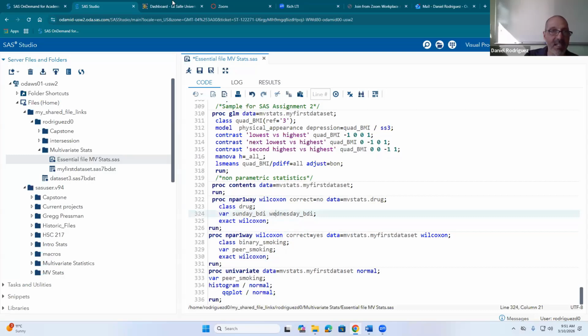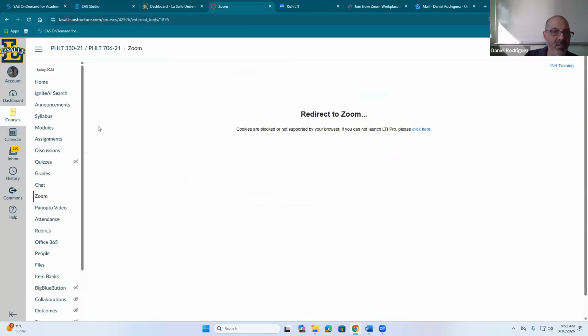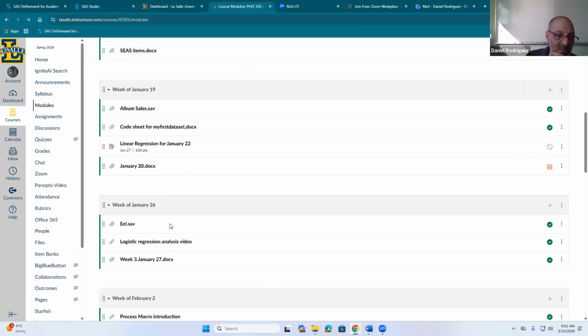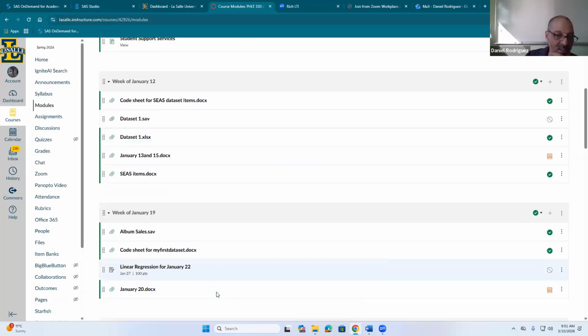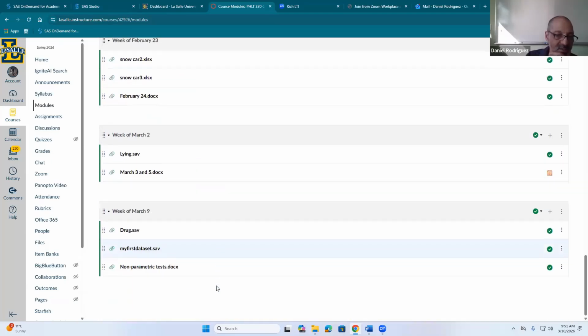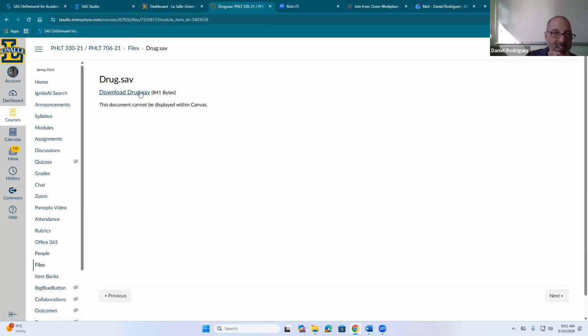I have two data sets loaded in your module for today, and you probably already have access to one of them. One is drug.sav. Again, this is an SPSS data set, so don't try to open it on your computer, just save it somewhere. Like this is in my downloads. If I download it, that's good enough. I don't need any more than that. Then I can upload it onto SAS, right?